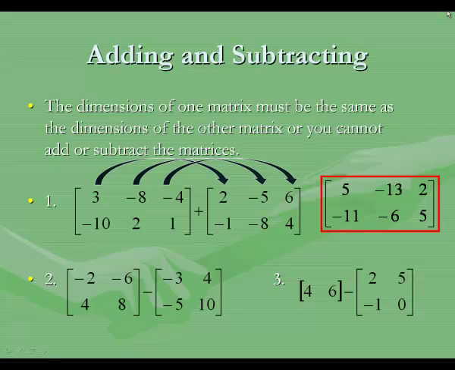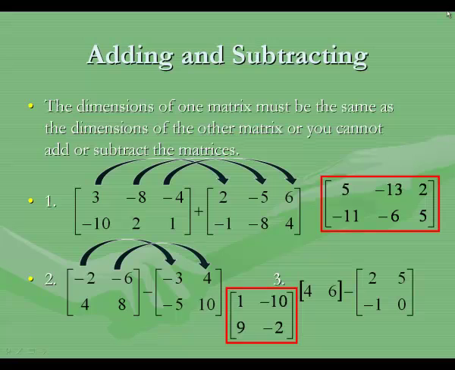Try number 2 where you're subtracting. Pause the video until you're ready to go over this one. We subtract corresponding parts. -2 subtract -3 is +1. Not -5, +1. -6 subtract 4 is -10. 4 subtract -5 changes to 9. 8 subtract 10 is -2. So 1, -10, 9, and -2 is the answer matrix.